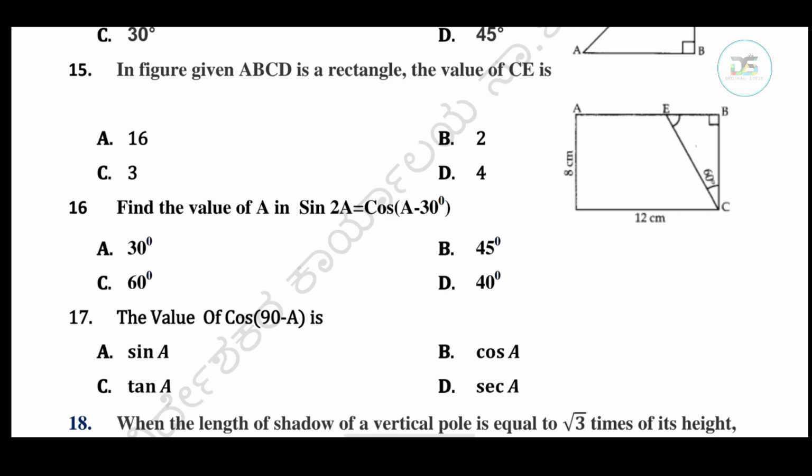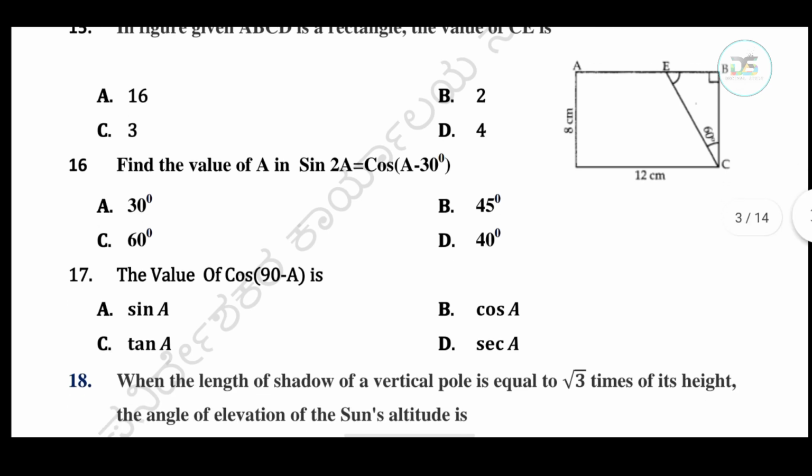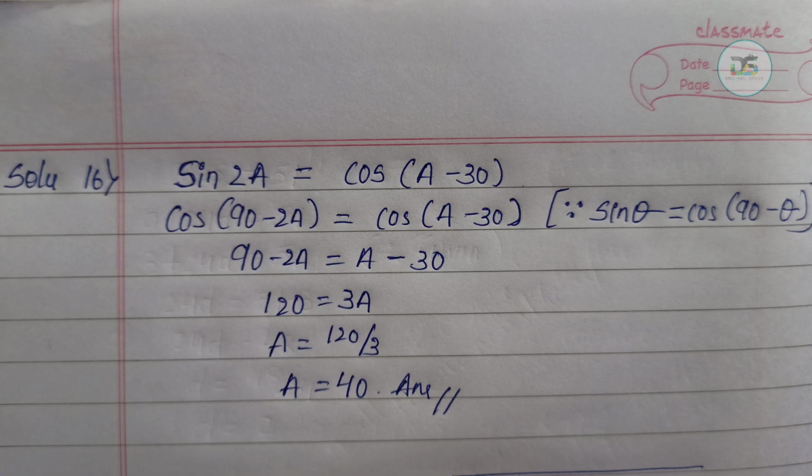16. Next question. Find the value of a in sin 2a = cos(a − 30°). Options are 30 degree, 45 degree, 60 degree, 40 degree. So now let's see the solution. As per question, sin 2a = cos(a − 30). So by complementary angles, cos(90 − 2a) = cos(a − 30), since sin θ = cos(90 − θ). So by solving, we get a = 40. So the right answer is 40.